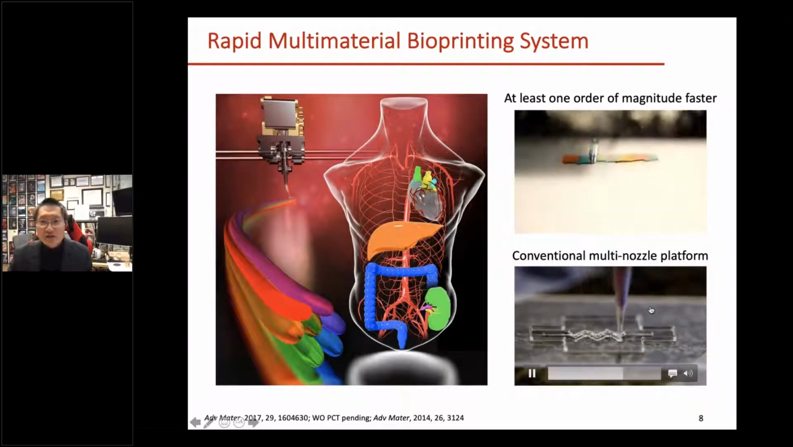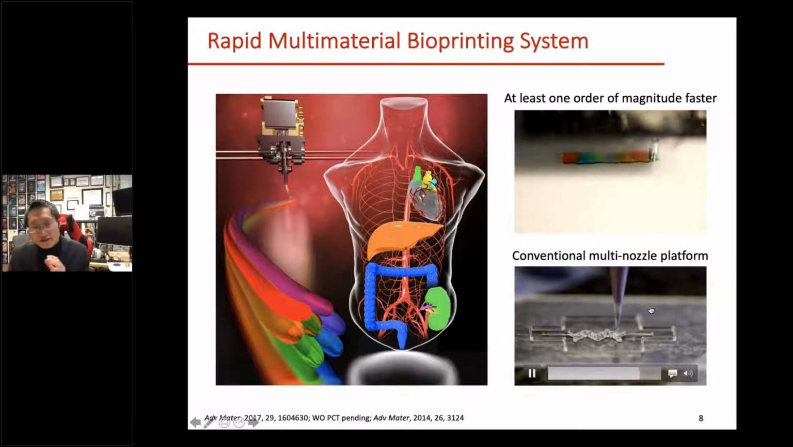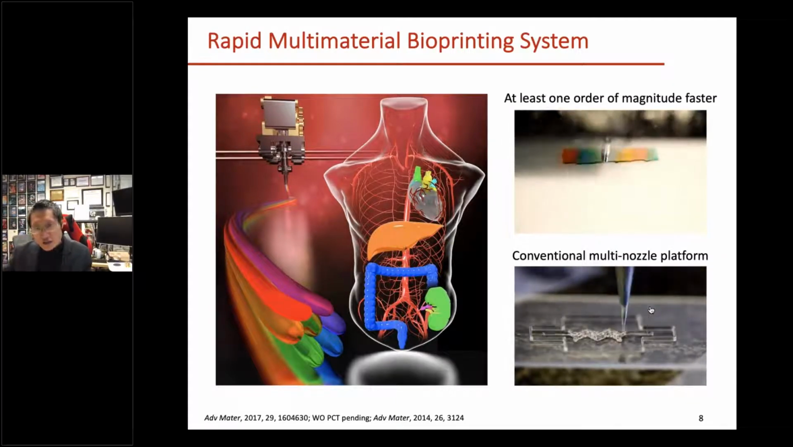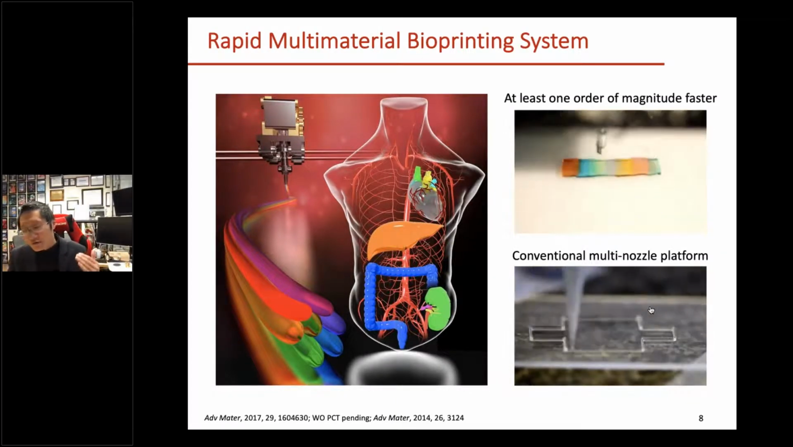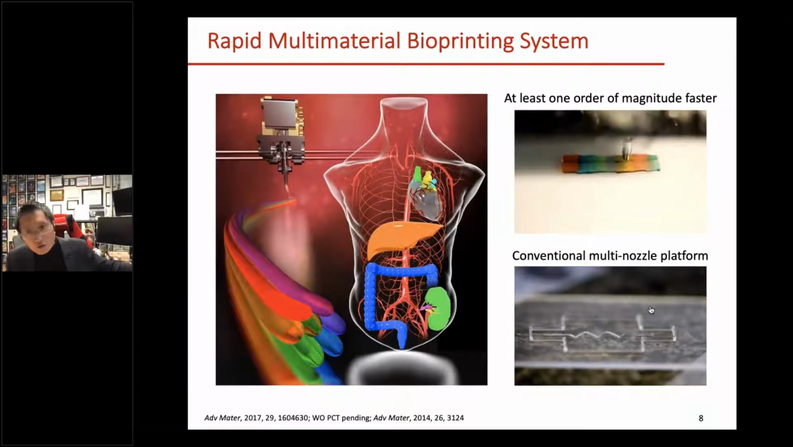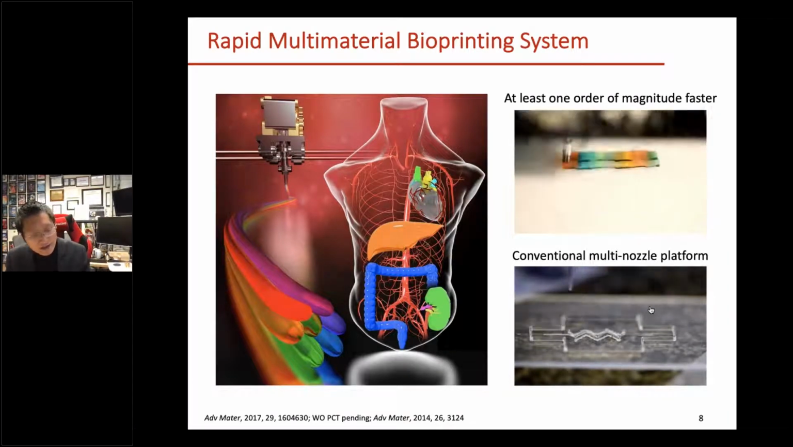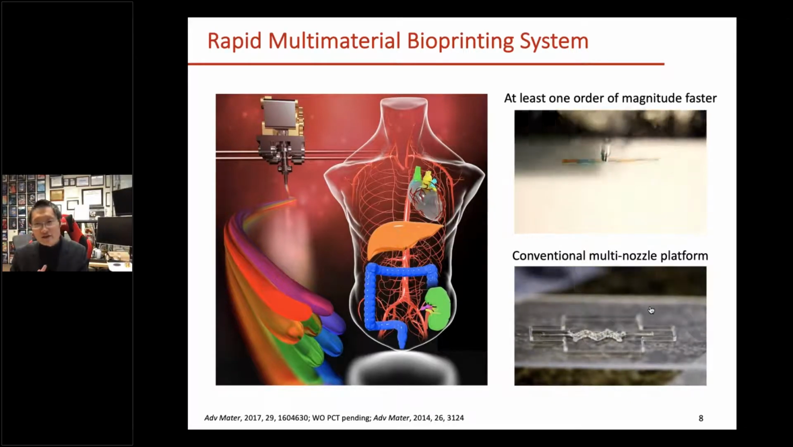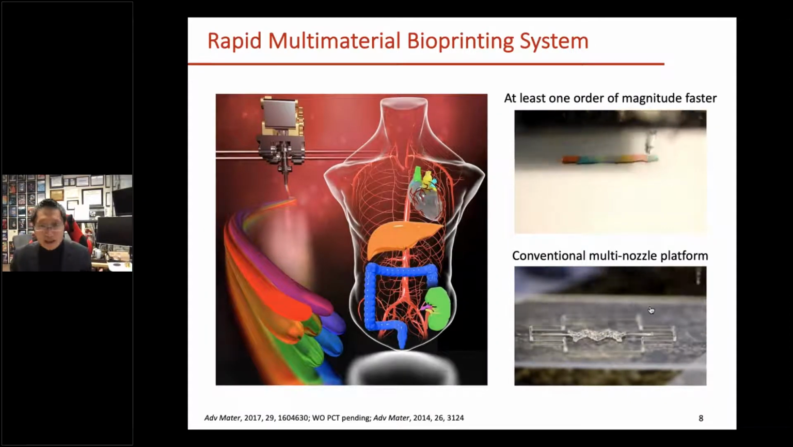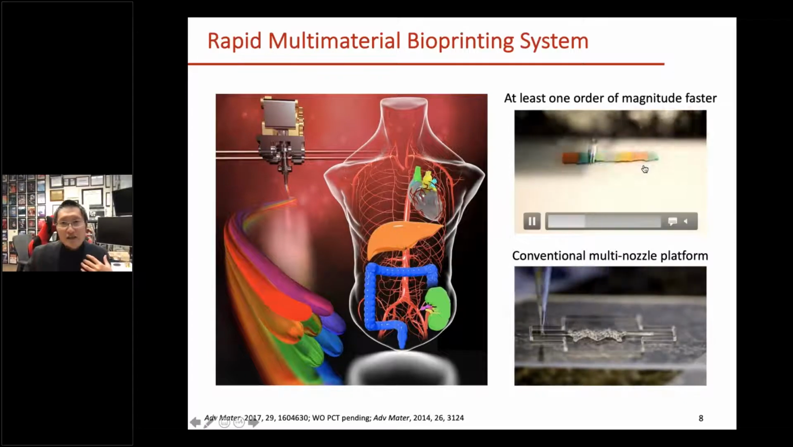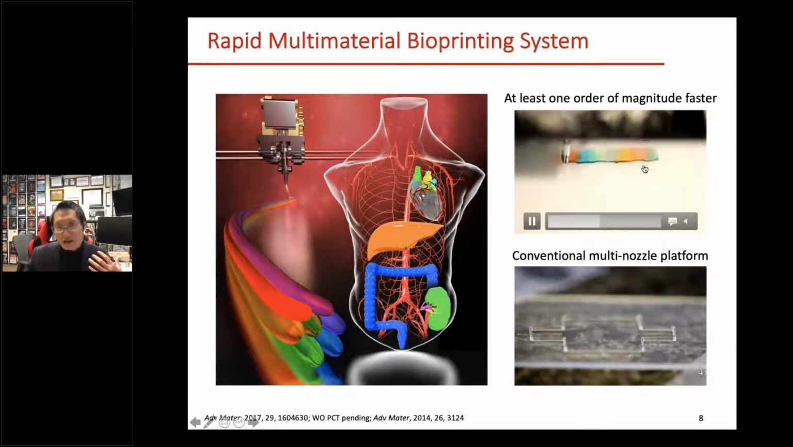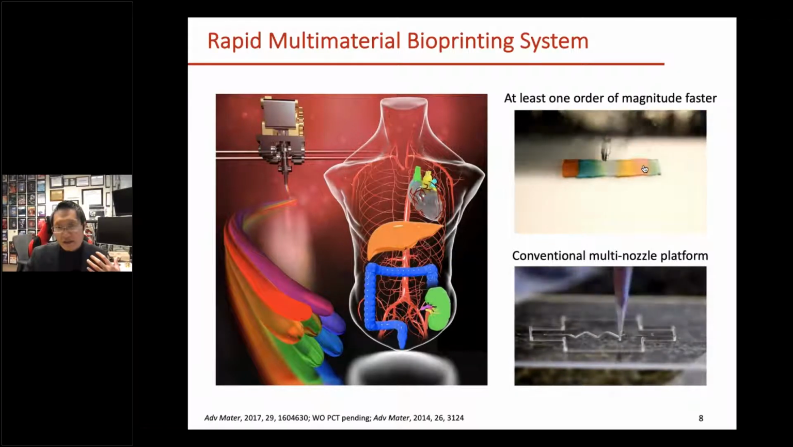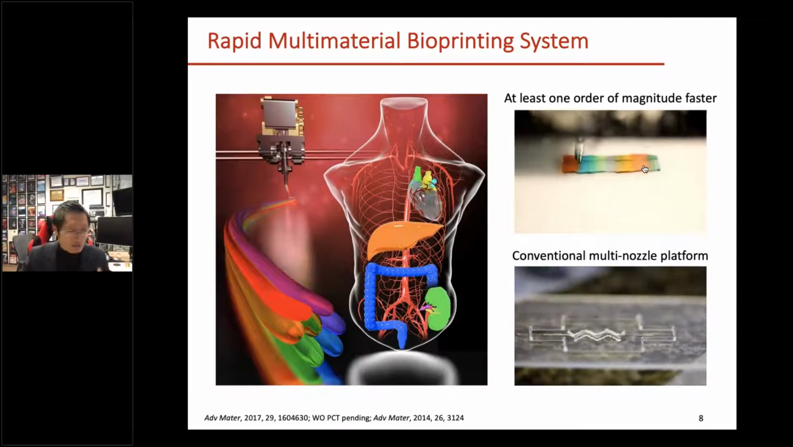In the conventional multi-nozzle format, you have to physically change a nozzle when you're trying to change to a different bioink. So the time that's needed for changing this nozzle can be as much as the bioprinting process itself. That's potentially time consuming, especially if we're trying to have multiple materials come into place. But in our case, because everything is coming from the same nozzle, it's pretty fast, much faster than the conventional multi-nozzle based platform.